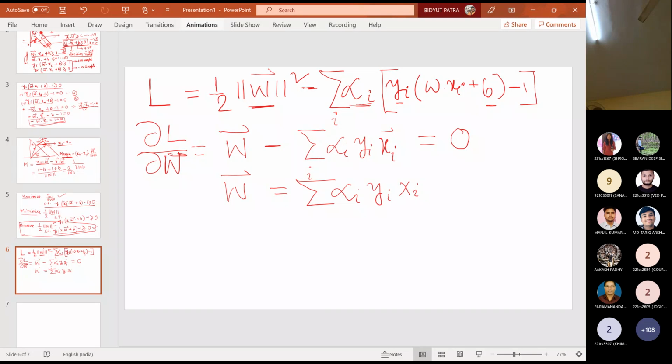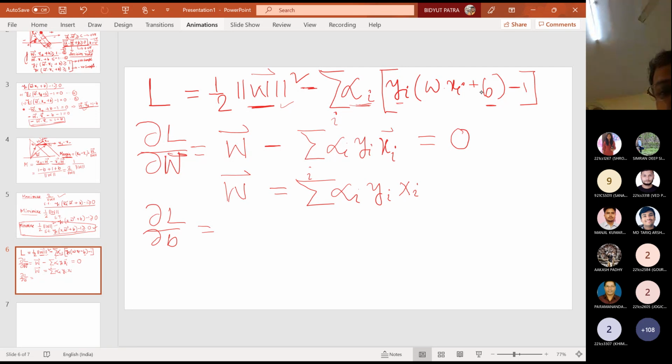Okay. Now same thing, are we missing anything? Now we have to do it for del L del B. So this is nothing, this is 0. Now alpha yi wi xi, so there is no B, so this will not work. Next, only B term is here, so that is alpha yi B.